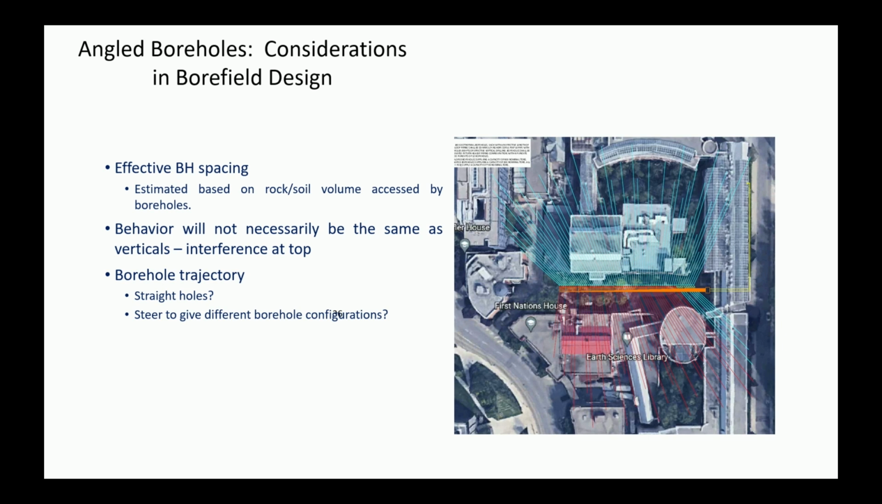And look, there's a lot of stuff, and some of this is repetitive. Some of the things with angle holes, obviously, looking at the volume of rock that you're accessing needs to be there. The behavior is not necessarily the same as verticals, so there is some communication of heat between holes near surface because they're closer together, but then they get spreading at depth, so there's some of that stuff.